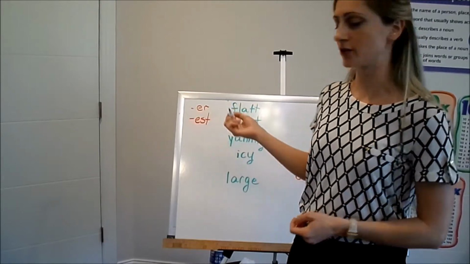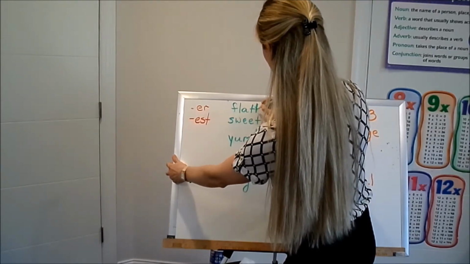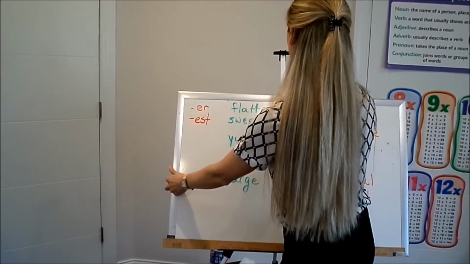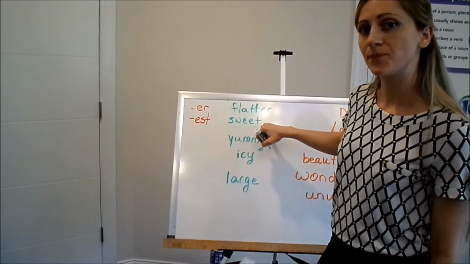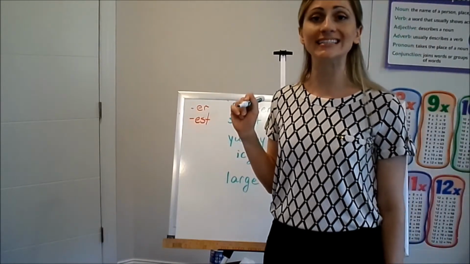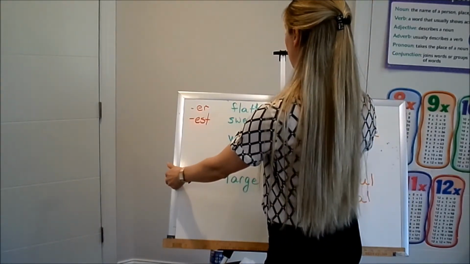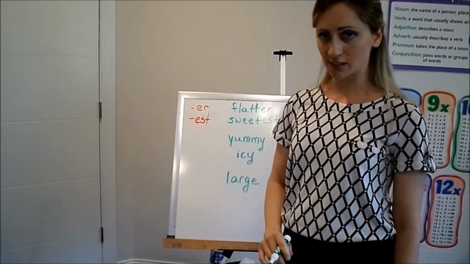Which one would you prefer, Ksenia? Flat. Flatter or flattest? Flatter. There we go. All right. Now, what about sweet? Would you double the last T if this E has a long E sound? No. You would not. Sweetest. You would just add your suffix, okay?